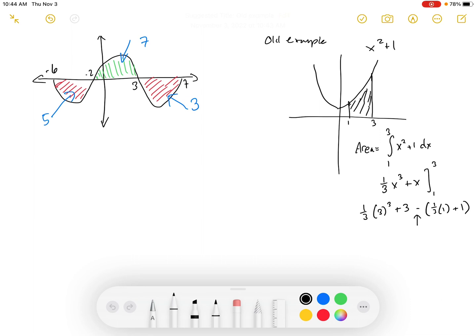We don't care if it's positive or negative. Or it could be 7 minus 5 minus 3, right? Because that red area is negative. And it turns out that is actually what we're going to use. So we're going to have this notion of net signed area, where if it's above the x-axis, it's positive, and if it's below the x-axis, it's negative.